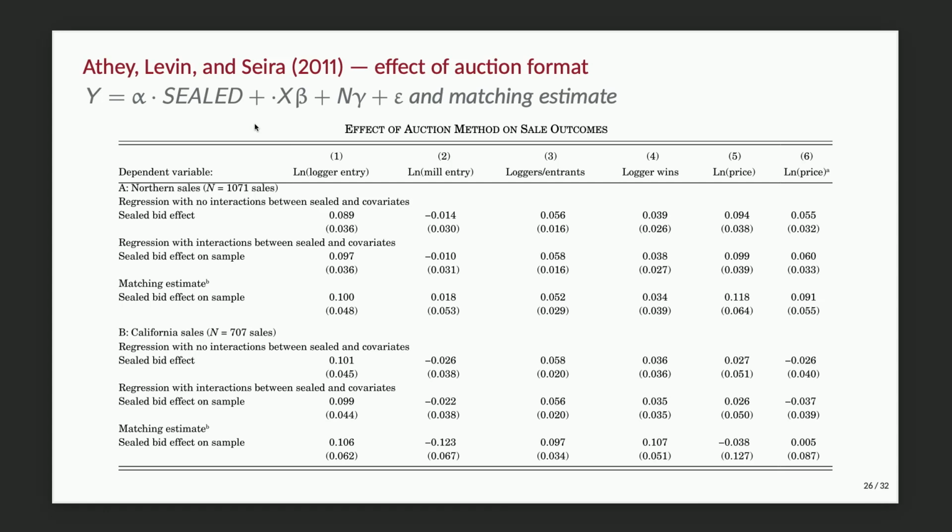Okay. The second takeaway is that maybe there's something strange going on in the northern sales because the sealed bidding format leads to higher prices, perhaps because it shuts down this collusion channel.